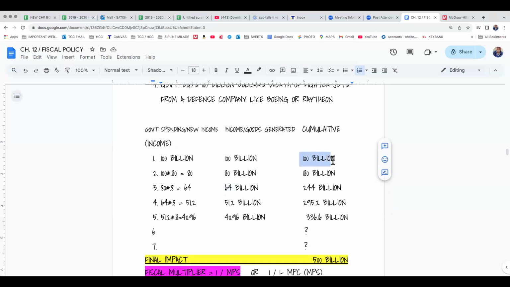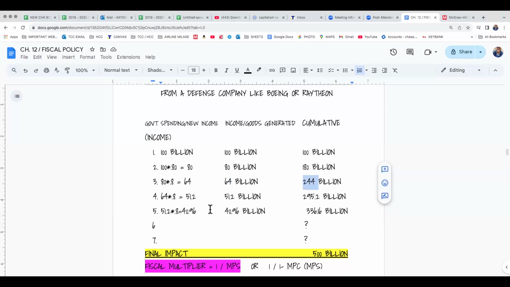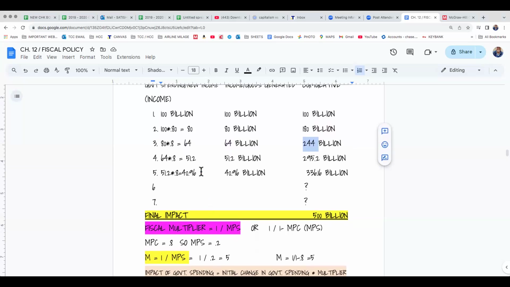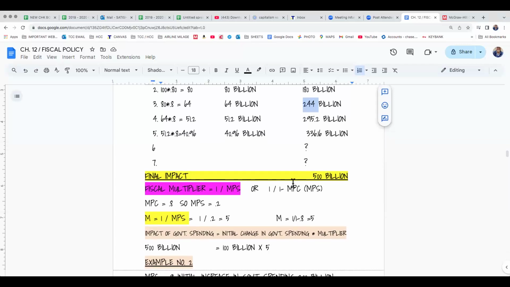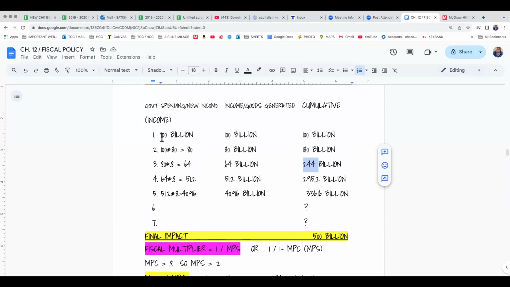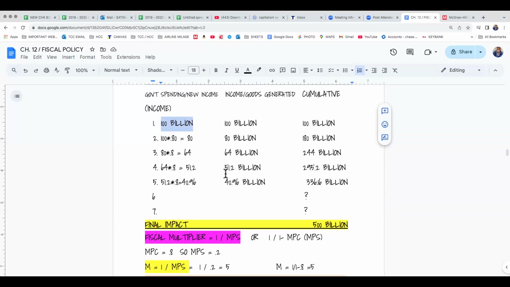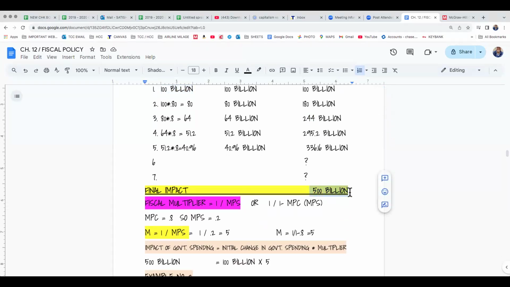The first round leads to $100 billion when the government spends money. When the Boeing employees spend money, it becomes 100 plus 80, which is $180 billion. And when Kmart and Walmart and Amazon employees spend money, they spend 80%. Another income is created for people, $64 billion. So 100 plus 80 plus 64 is 244. And the process goes on and on. If you continue with this line of reasoning, what you would see is that this initial $100 billion of spending creates income worth $500 billion for the economy.